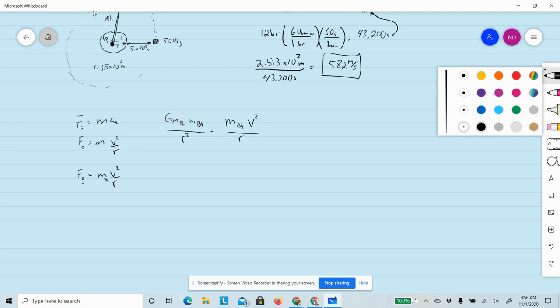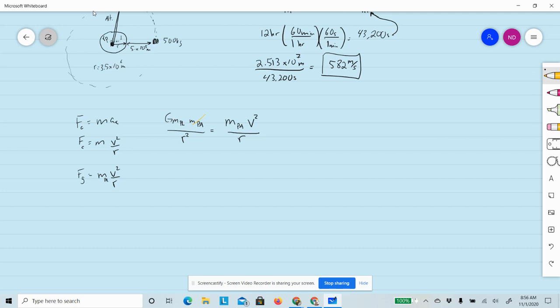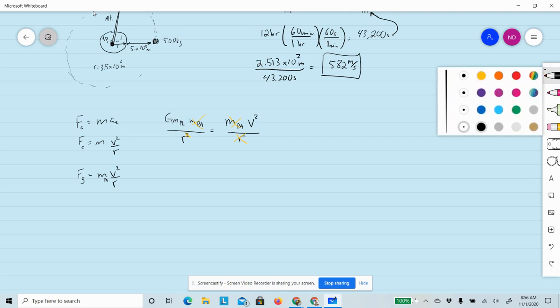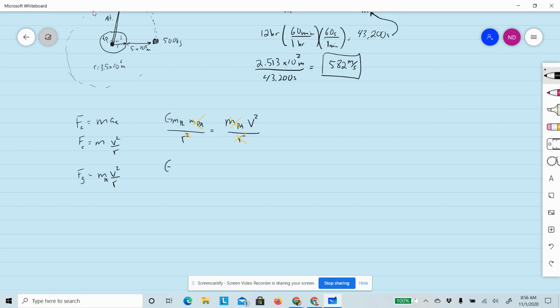Okay, that's not so easy to recognize, but hopefully you can recognize it. Mass of the pumpkin astronaut, mass of the pumpkin astronaut, those go away. This R cancels out one of those R's. So we end up with the universal gravitational constant multiplied by the mass of the planet equals, this is divided by R also, separation equals V squared. We want to solve that.